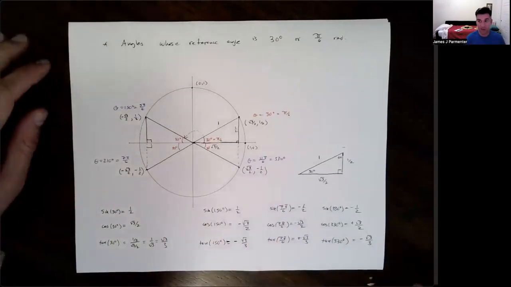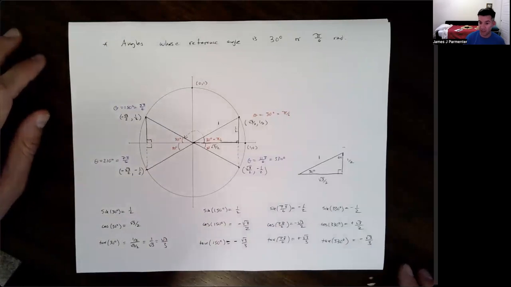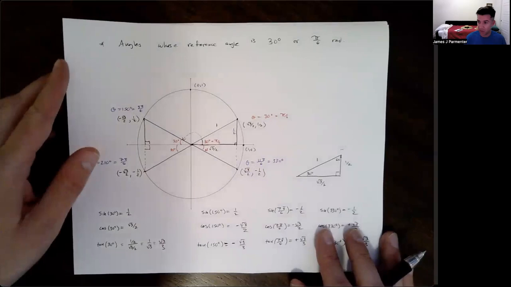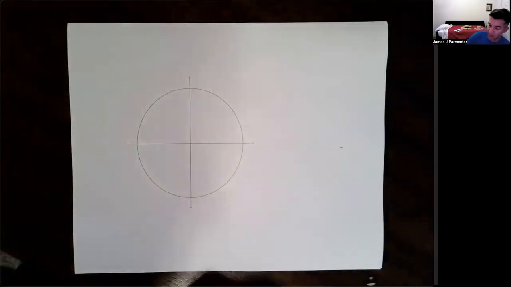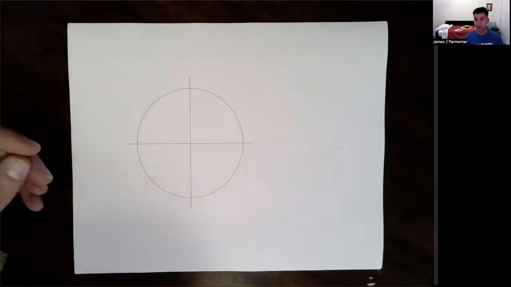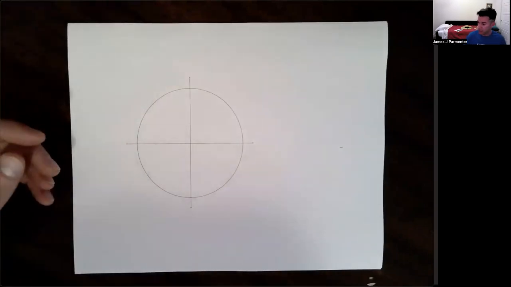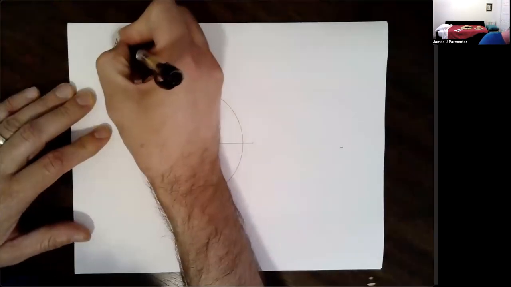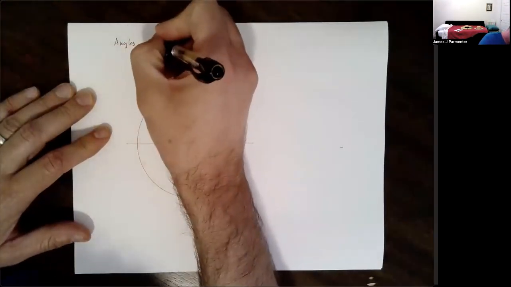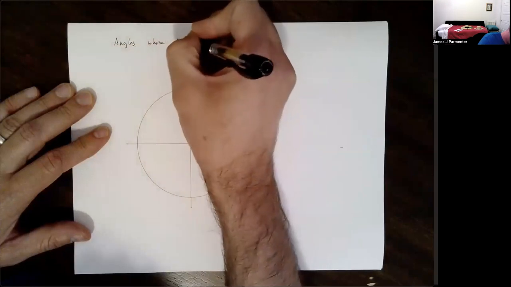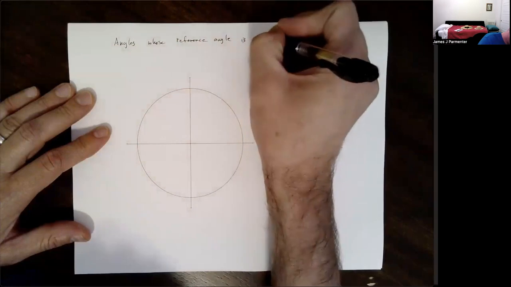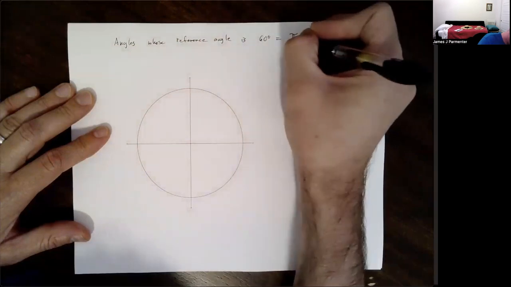Okay, let's look at the other 2 sets of angles that have the same reference angle. And I feel like we should do the other one with the same values. So the angles that are like π/6, sorry, π/3. So let me be consistent here. So now we want to look at angles whose reference angle is 60 degrees, which is equal to π over 3 radians.